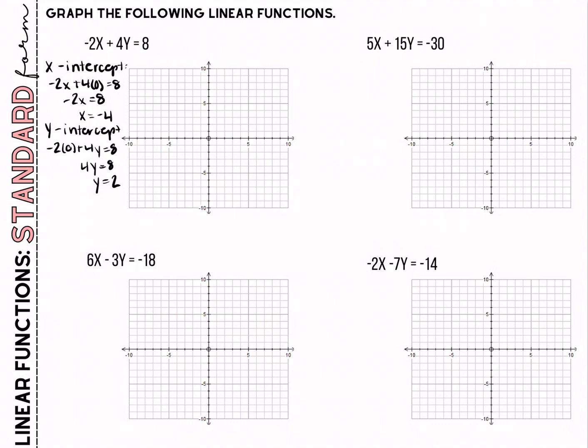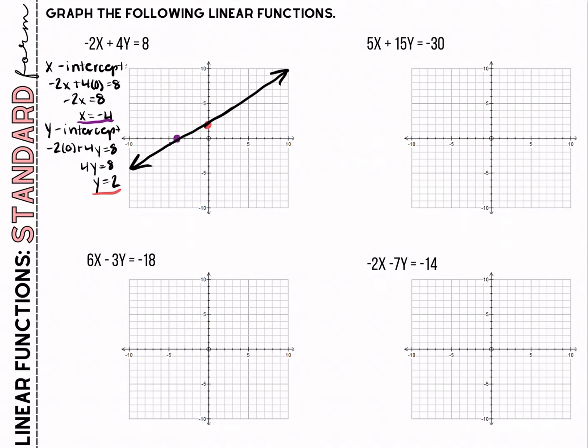Now I'm going to graph both of these on the graph. x is negative 4 is right here, and y is 2 is right here. Now I just draw the line through the 2 points. Ta-da, there's my linear function. It's literally that simple. You just find the x and y intercepts, and then you graph. If it's not an easy one to do this with, I'll show you how to rearrange the equation when we get to the guided practice.